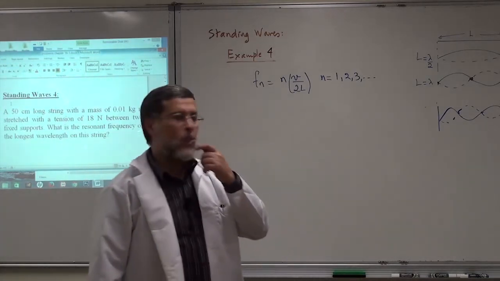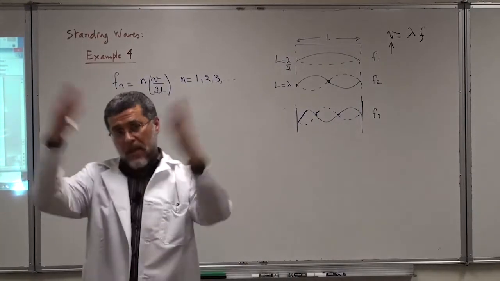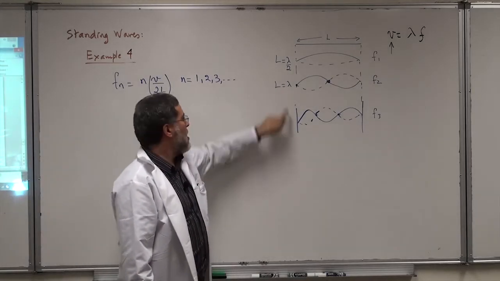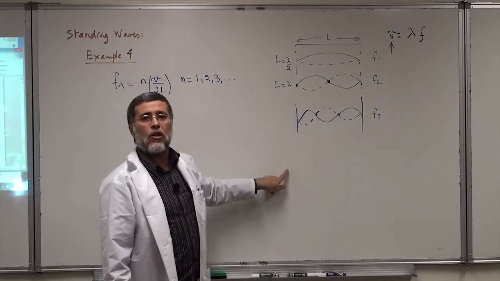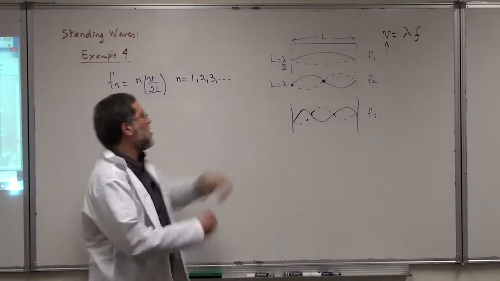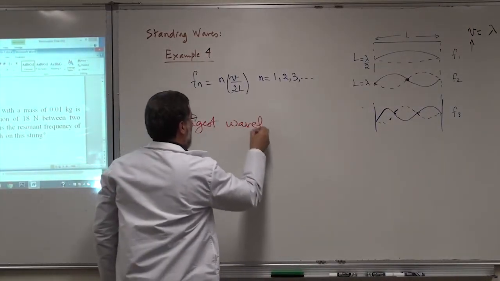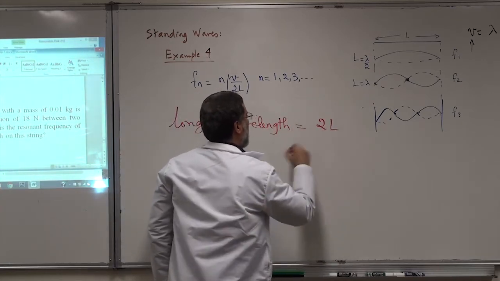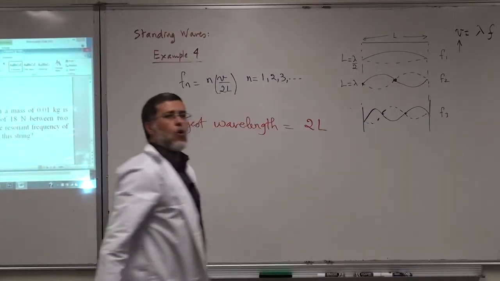Can you tell me which shape here will give you the longest wavelength, which means the highest wavelength? Remember that the lambda here is 2L, and lambda here is L, and lambda here is 2L over 3, and so on. So as we move down, the wavelength is decreasing. So the longest wavelength will correspond to this case here. That's the longest. So next, let me write down. The longest wavelength, again an important concept, is lambda equal to 2L. That's the longest wavelength.